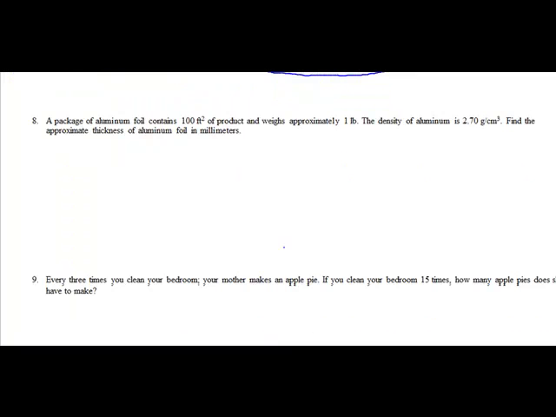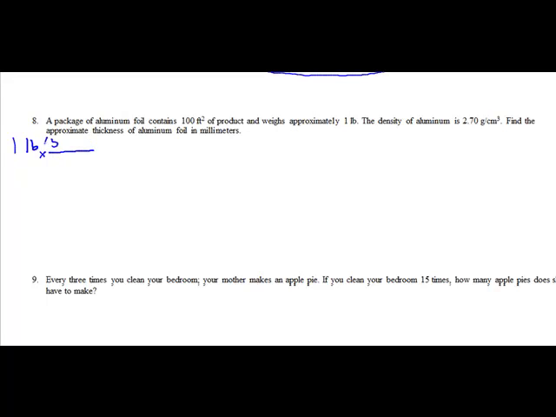Number 8, a package of aluminum foil contains 100 square feet of product and weighs approximately a pound. The density of aluminum is 2.7 grams per centimeter cubed. Find the approximate thickness of aluminum foil in millimeters. All right, so what we can start with here is our 1 pound of aluminum foil. We don't really use pounds for anything, so let's convert that immediately to grams.